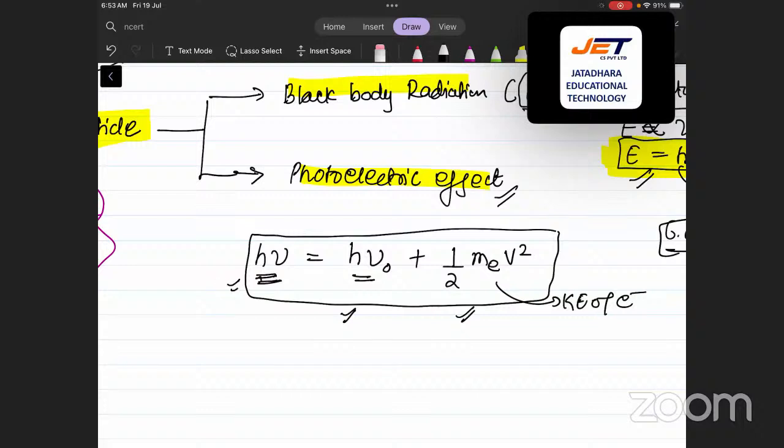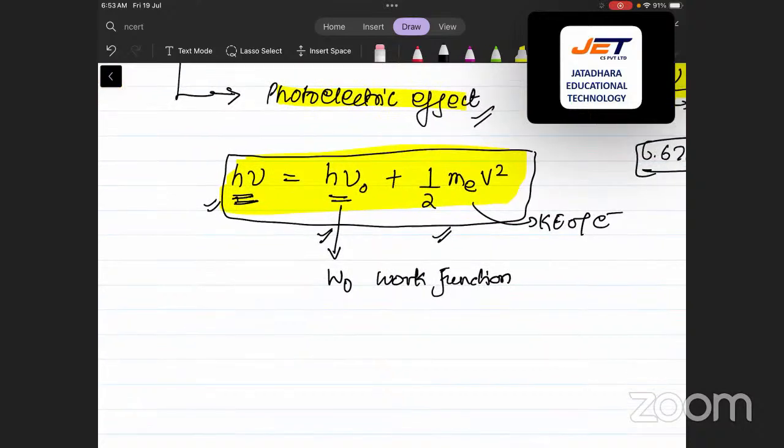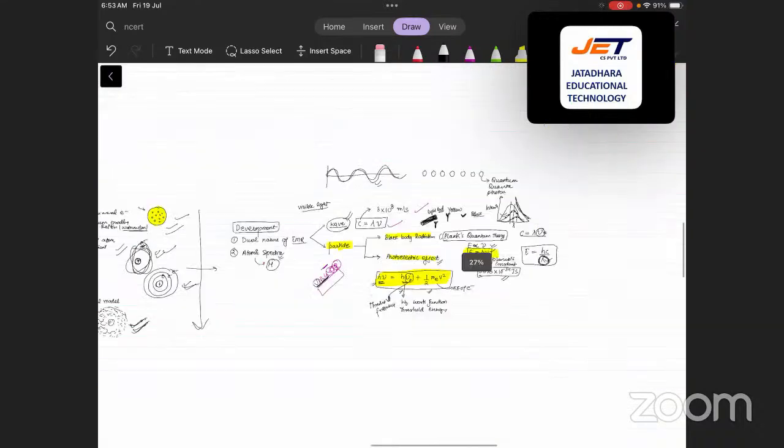So this was the other formula that we have got. It relates the energy that I am providing and the threshold energy, which is known as the work function. This is known as the work function, or we say it is the threshold energy. And this nu naught is known as the threshold frequency. So this is what the picture looks like.